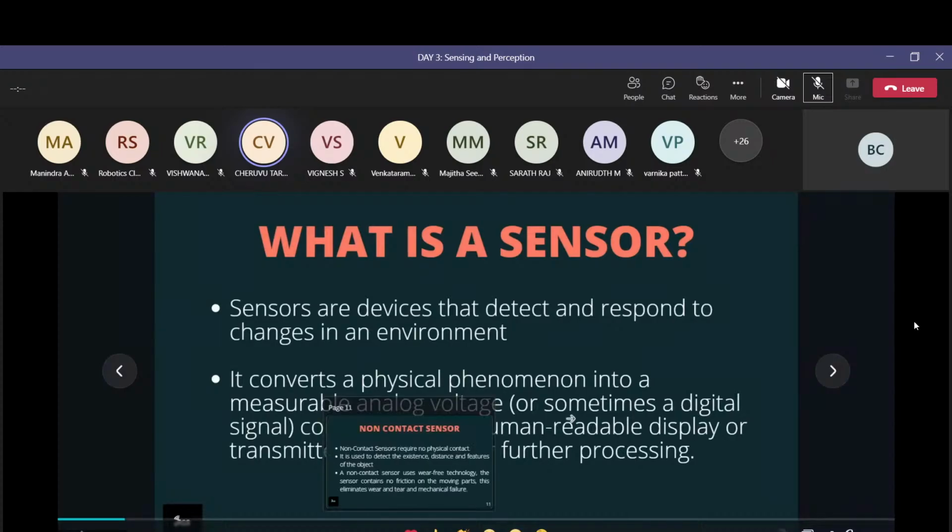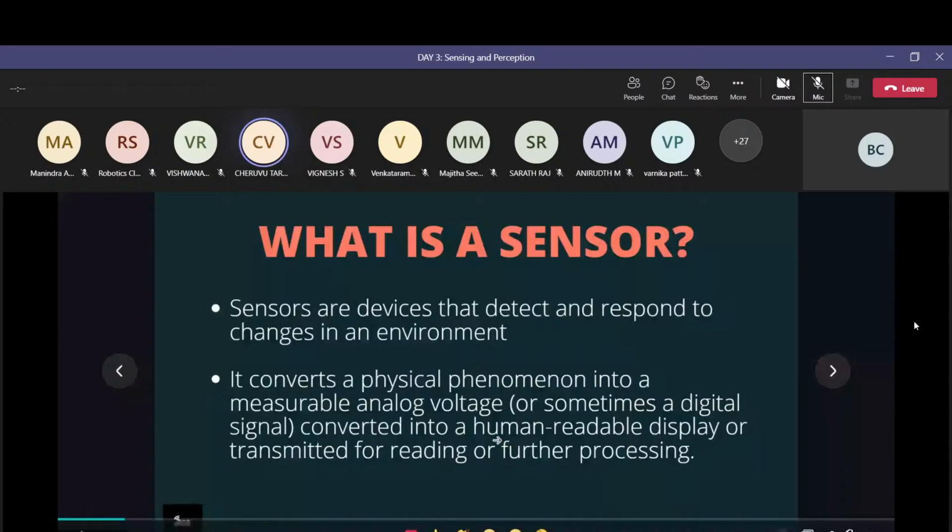So, what is a sensor? As of now, we spoke about sensing and perception. Now, what is a sensor? Now that you understand sensing and perception, a sensor is simply a device used in robots to help them identify or sense changes around them. You can derive your own definition of a sensor as well, apart from the textbook definition. A sensor is nothing but a device used in robots to help robots sense the changes around them.